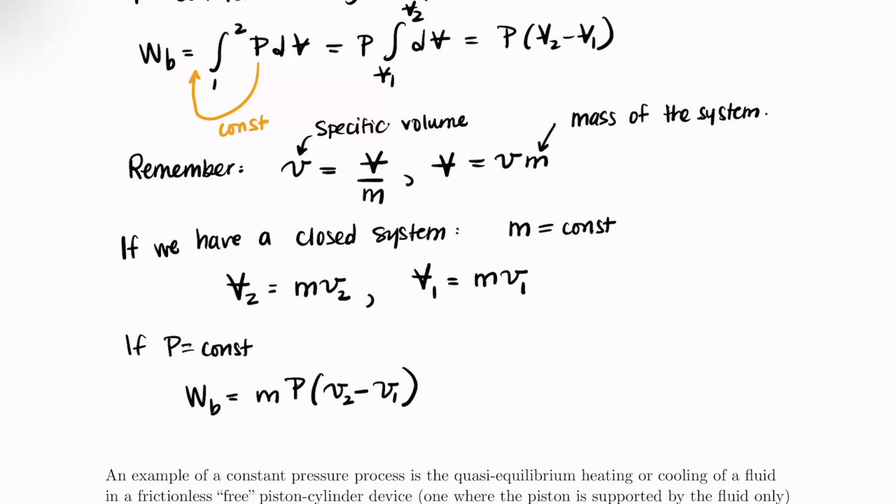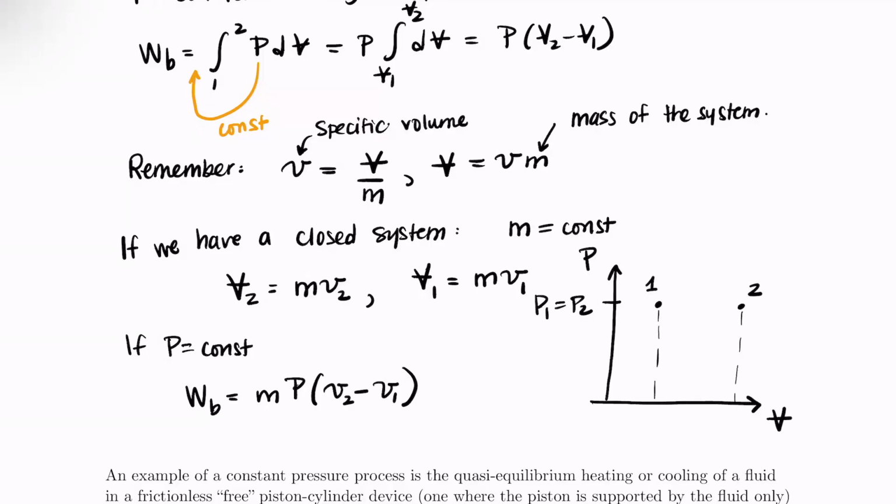Okay, if we look at this type of process on a PV curve or diagram, so we have P and V. We have P1 is equal to P2, right? But our volume is changing. So the area under our process curve is going to look like this.